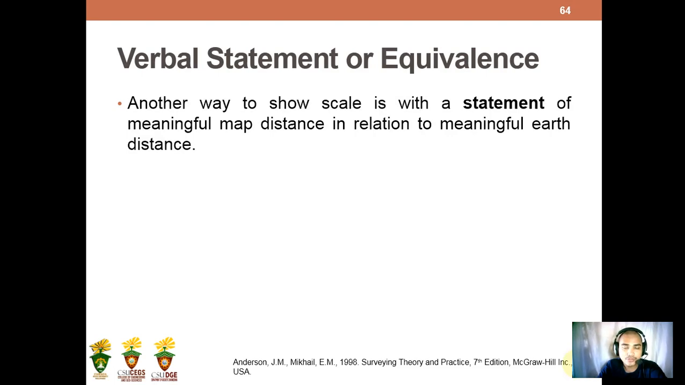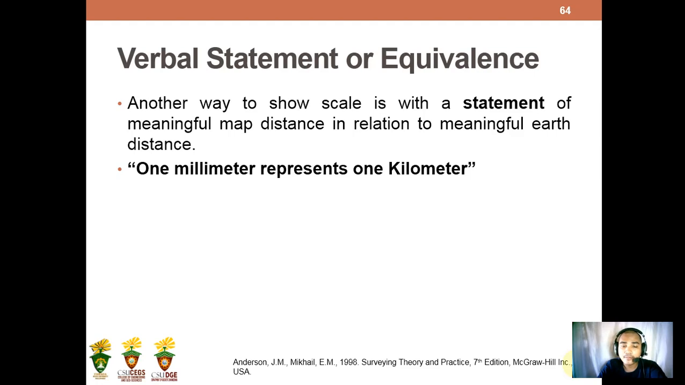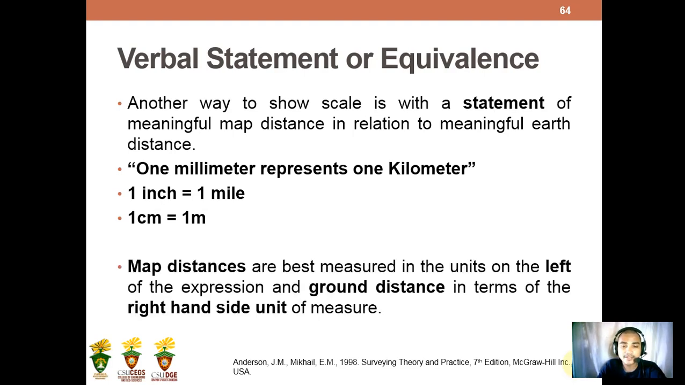So, next is a verbal statement or equivalence. This is another way to show scale that is a statement of a meaningful map distance in relation to meaningful Earth distance. Example, 1 millimeter represents 1 kilometer, or 1 inch is equal to 1 mile, or 1 centimeter equivalent to 1 meter. Map distances are best measured in the units on the left of the expression, and the ground distance is in terms of the right hand side unit of measure. So dapat kung map distance ang left part, and the right hand side is the unit for ground distance.